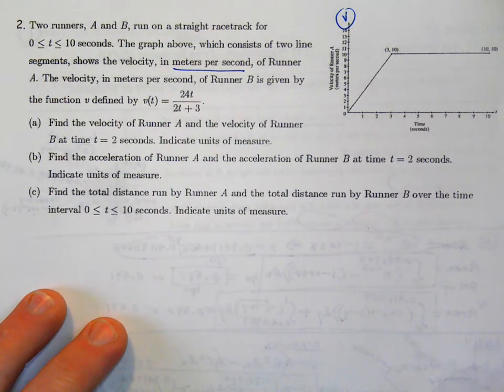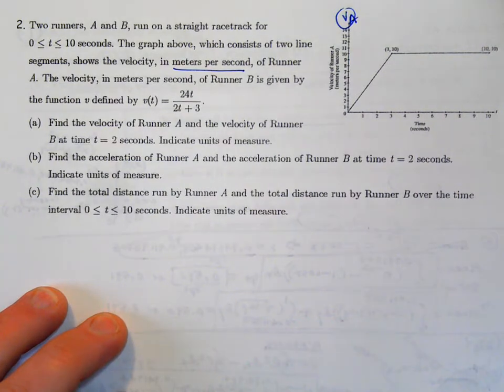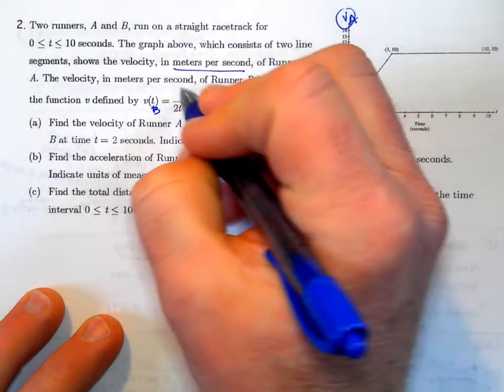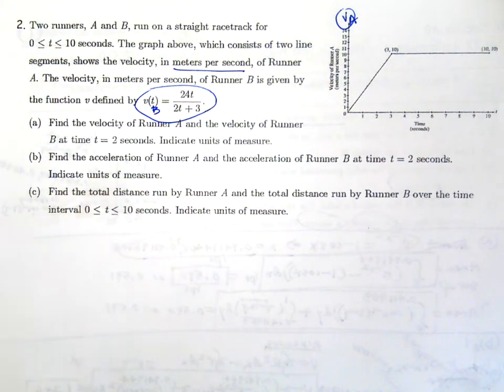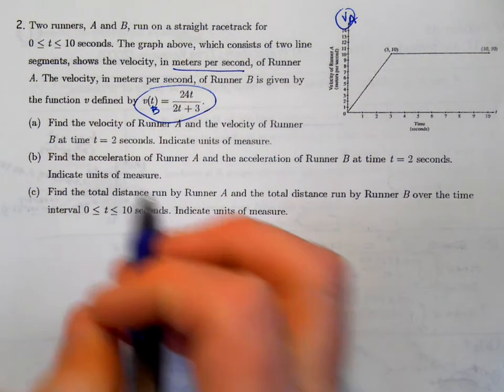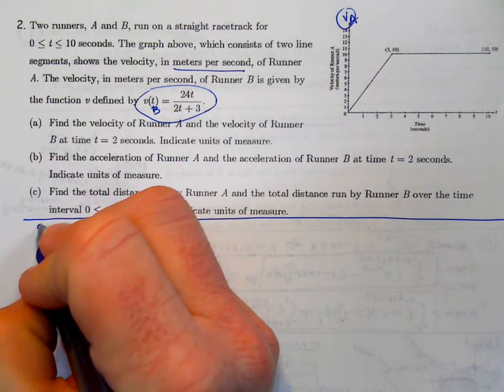This is just runner A. So you might say V sub A. The velocity in meters per second of runner B is given by the function V. So they give you a formula, an equation for the velocity of B, but then give you a graph of the velocity of A. So we're going to probably have to switch modes and be able to use graphs.